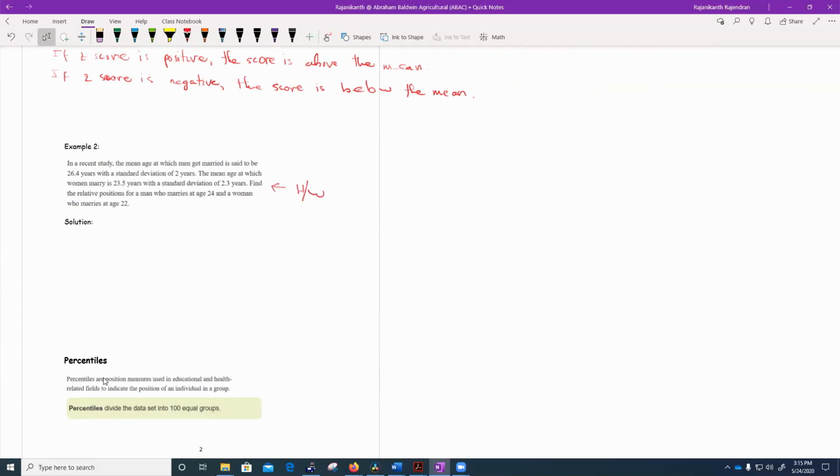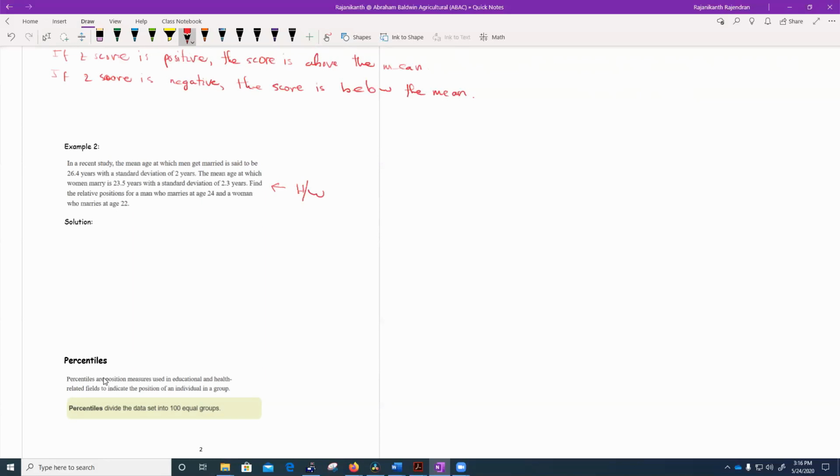In a recent study, the mean age at which men get married is said to be 26.4, with the standard deviation of 2 years. The mean age at which the women will marry is 23.5 years, with the standard deviation of 2.3. Find the relative position for a man who marries at the age 24 and the woman is married at 22. So basically you need to find, like earlier we did, the 2 z-scores and compare which one is higher, right? Only thing is you have to identify the actual score and the mean.